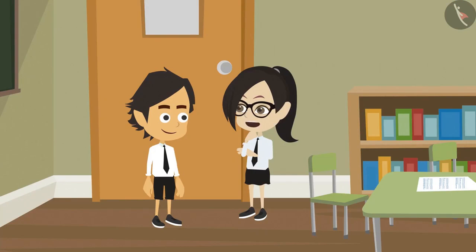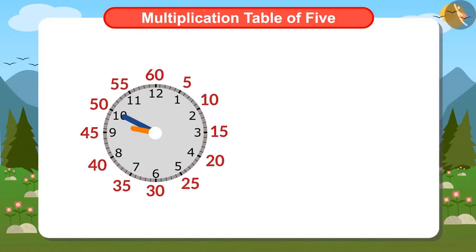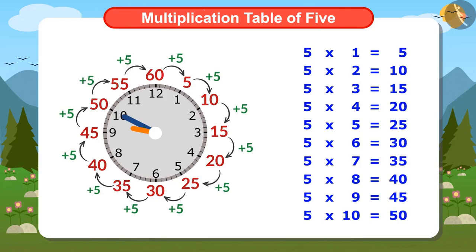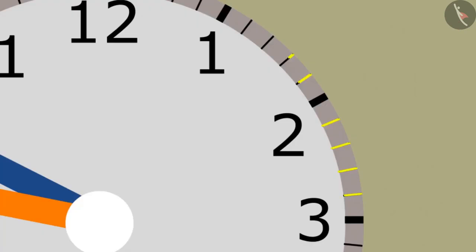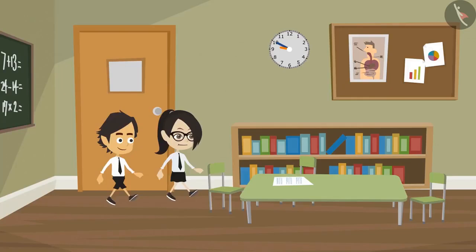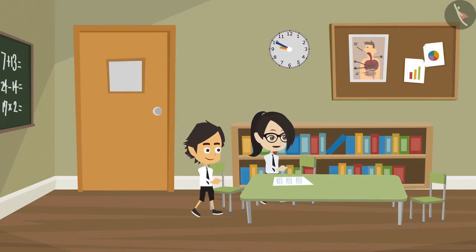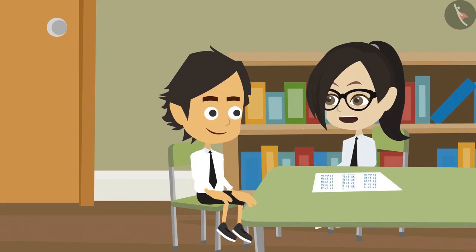I also know the multiplication table of 5, but I never thought that it can be used to find the minutes. Now you can also use the multiplication table of 5 like me to see the minutes. You do not have to count the minutes one by one. Yes, I will do this now. But how did you write the multiplication table of 5?